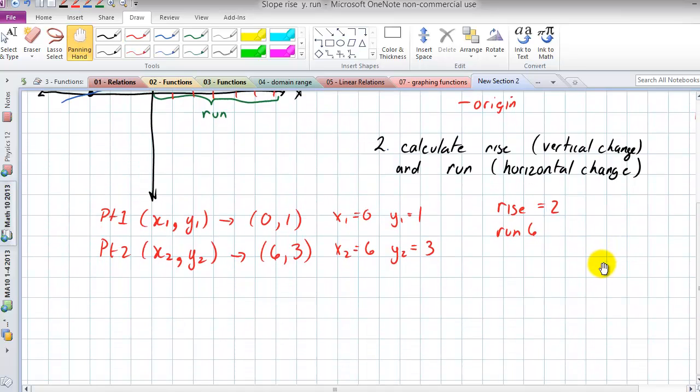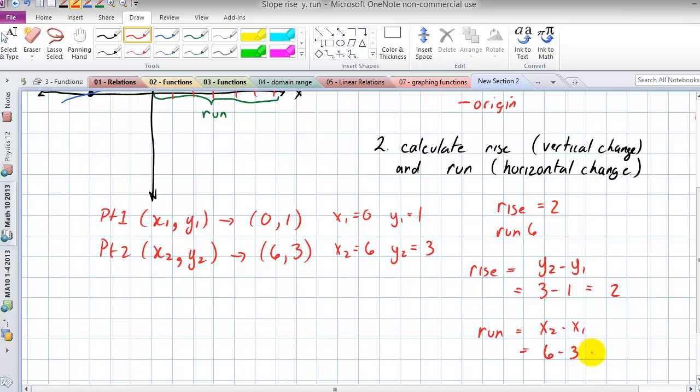So more generally speaking, we can say that the rise is equal to y2 minus y1, which is equal to 3 minus 1 is equal to 2. And the run is equal to x2 minus x1, which is equal to 6 minus 0, which is 6. And that's what we already saw intuitively.